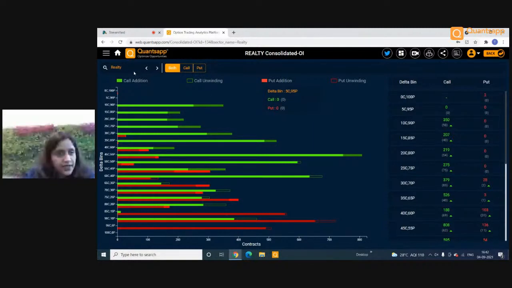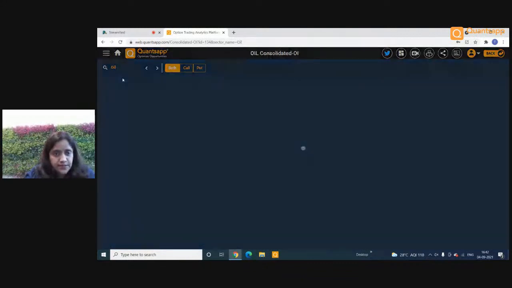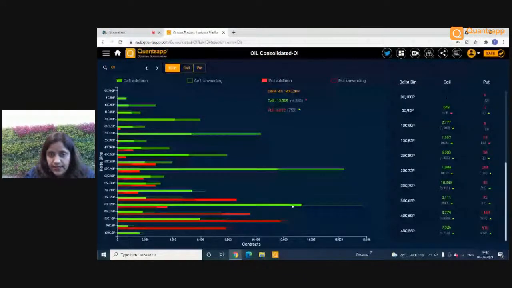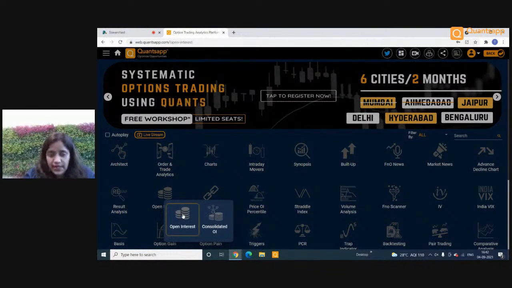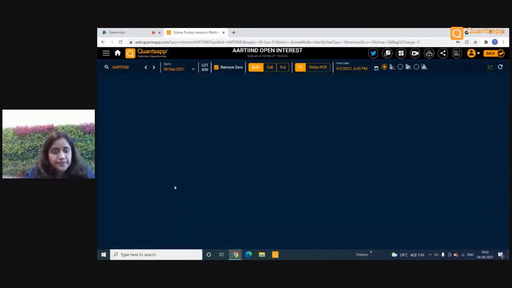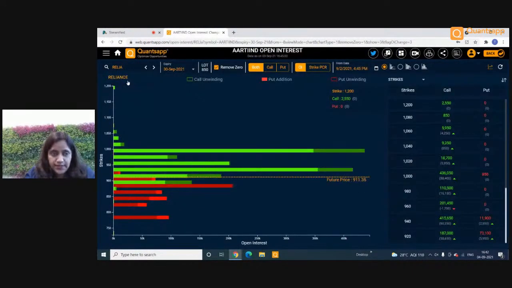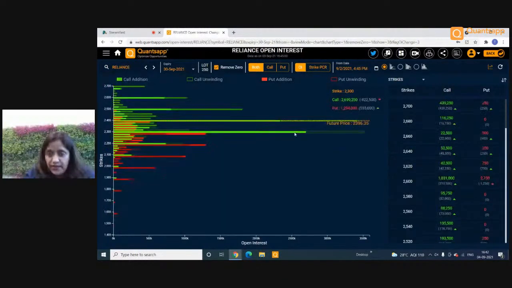So say I look at the oil. We saw here oil 80 call, there was an unwinding, and 55 call delta, there's an addition. Now we know that the major components of the oil are Reliance and ONGC. So let's see how Reliance behaved. If you look at Reliance, 2300 saw very strong unwinding, and it moved to 2400.